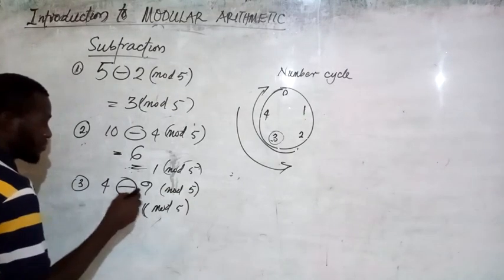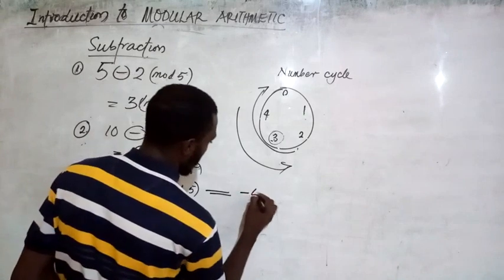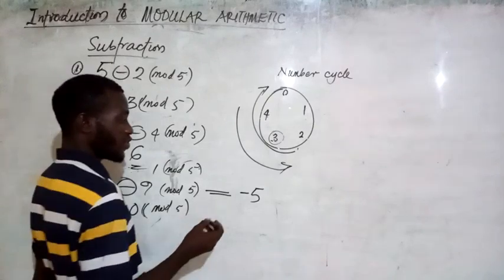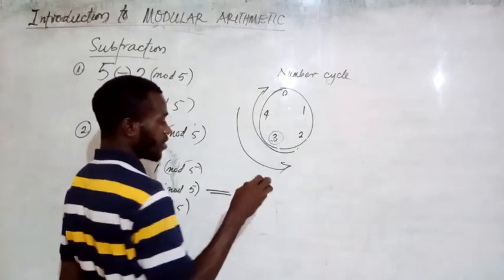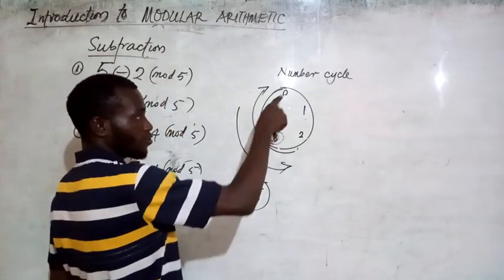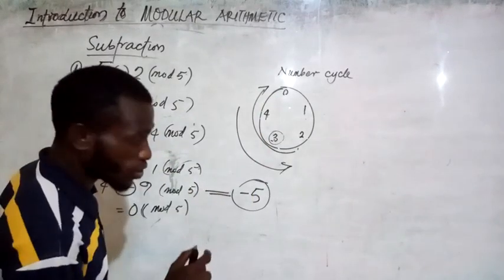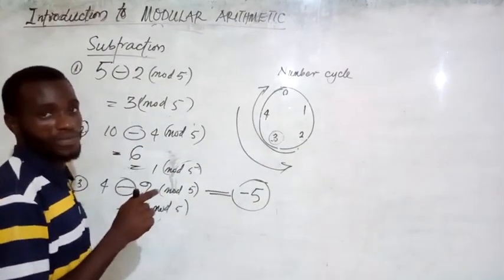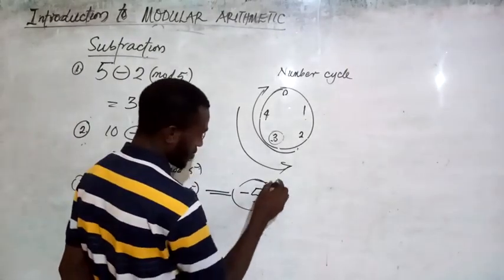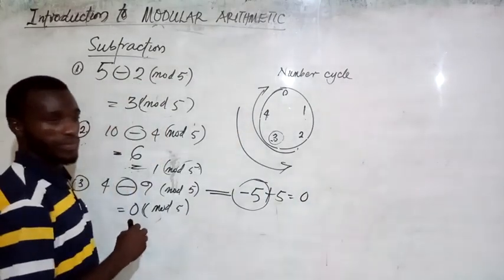Ordinarily, if we had subtracted 9 from 4, we would get minus 5. And of course, since minus 5 is divisible by 5, you can simply pick 0 as your answer, because every number that is divisible by the modulus will give you a 0. Alright. But if it were not divisible by the number, because it's negative, you simply add the modulo. It's going to give you 0 here.